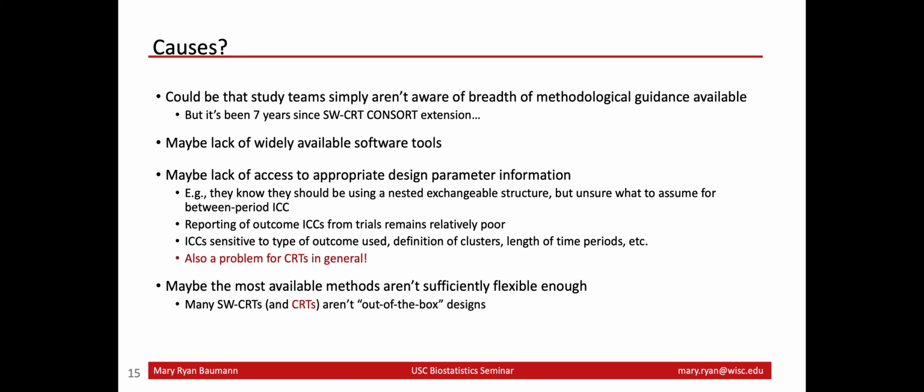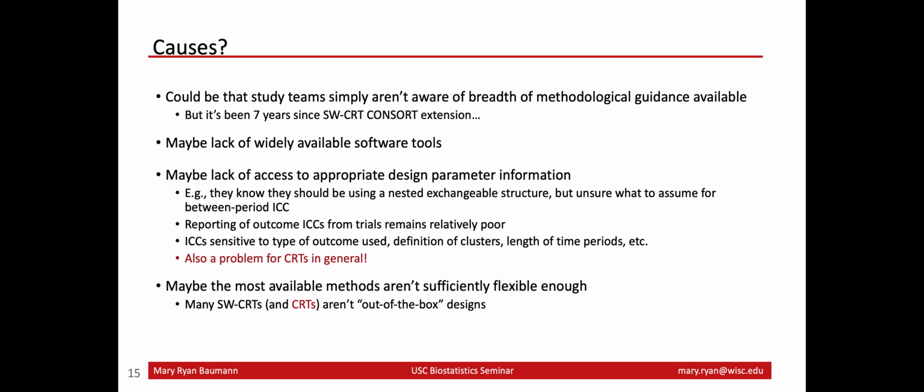So, for example, you might have a team that knows they should be using a nested exchangeable structure, but they just don't have the literature or historical data to be able to inform what that value should be for the between period ICC. And this has built up, where it's getting better, but reporting of outcome ICC still remains relatively poor.